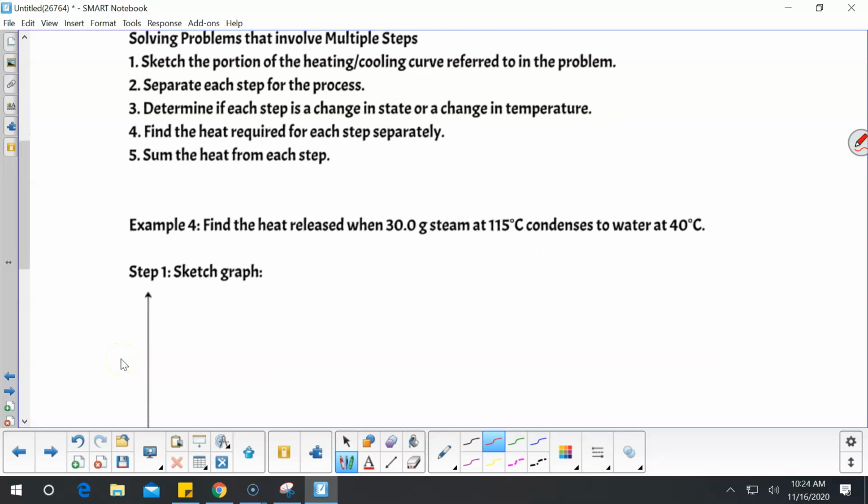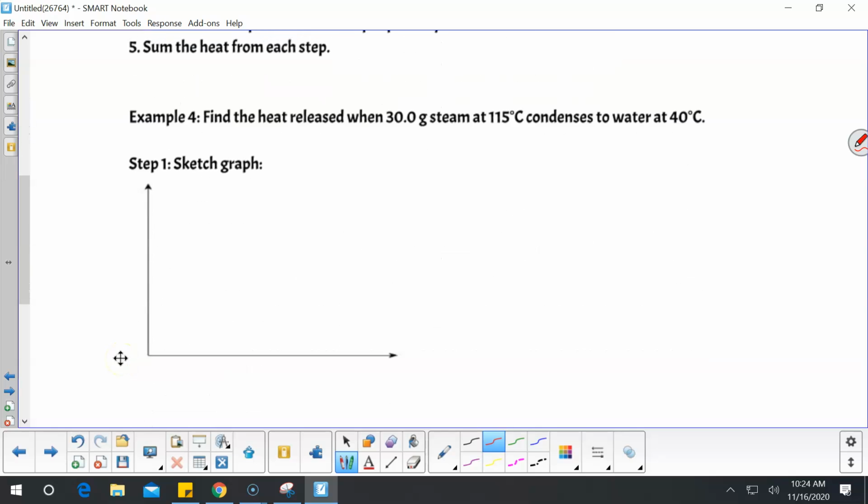I want to look at this last problem right here. This one, it says find the heat released, and let's change this 40 to have the decimal behind it. If you did this one, so we're releasing, so that means my answer should be negative because heat is leaving the system. So I'm going to just sketch the graph. I'm not going to do it, but I'll tell you what the answer is. So it looks like I'm at 115, and I'm going to cool it until it gets to 100, right? Because that's where it would change in state.